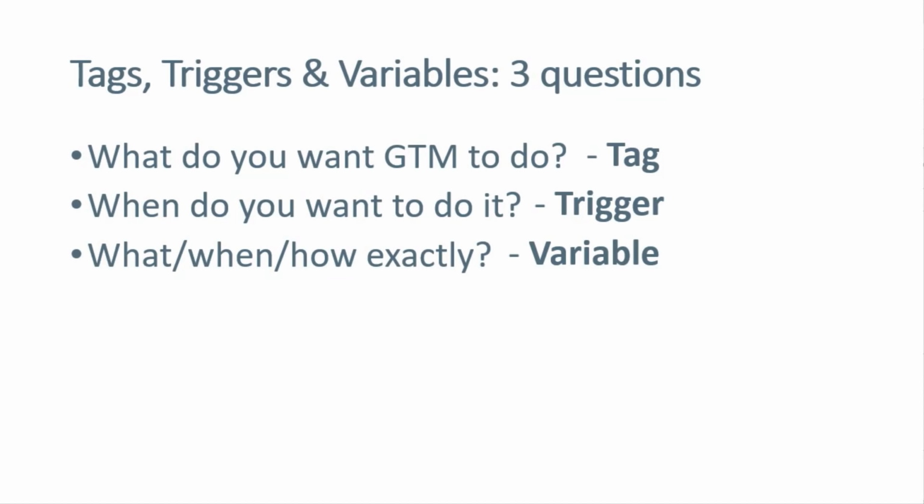So if, for example, you want to fire only on one specific page, then the page address is the variable, because you want to fire your tag only when a trigger is page view and the variable is, let's say, page URL contains thank you or order successful or something else.